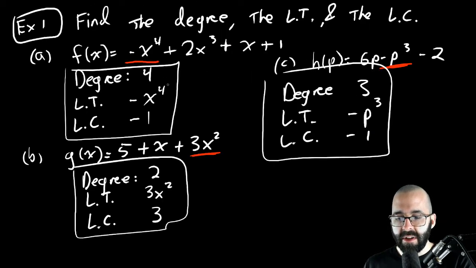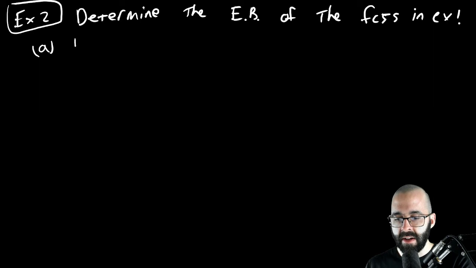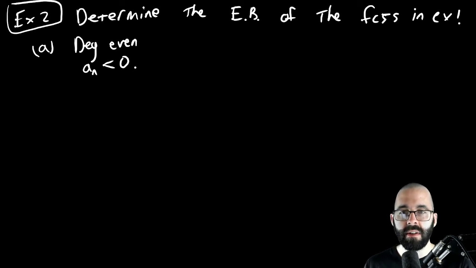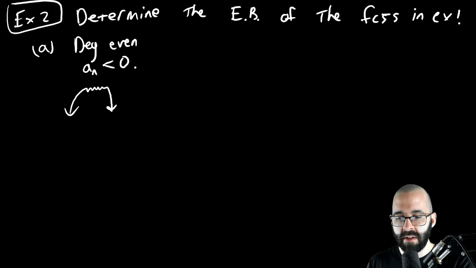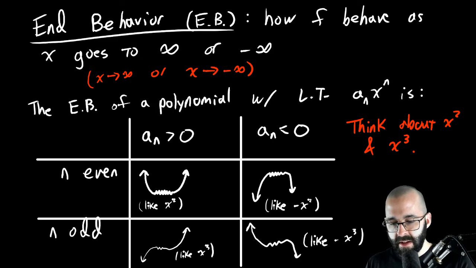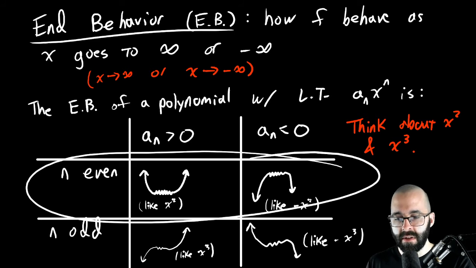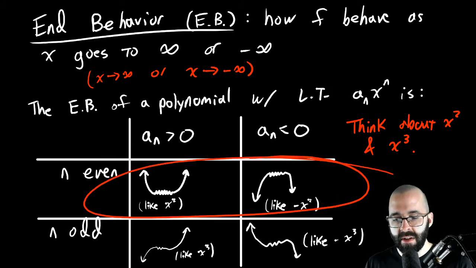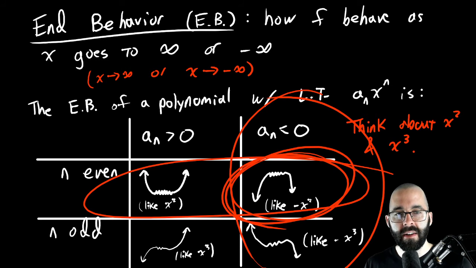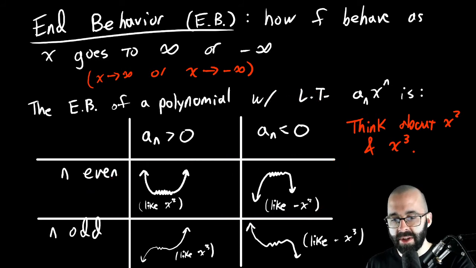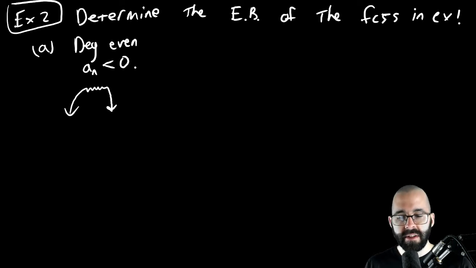First function had an even degree and a negative leading coefficient. Degree is even. Leading coefficient is negative. So it should have the same end behavior as a negative parabola. This is what the end behavior should look like. Even degree says we're in this row. Negative leading coefficient. What's the overlap? Right here. Downwards parabola.